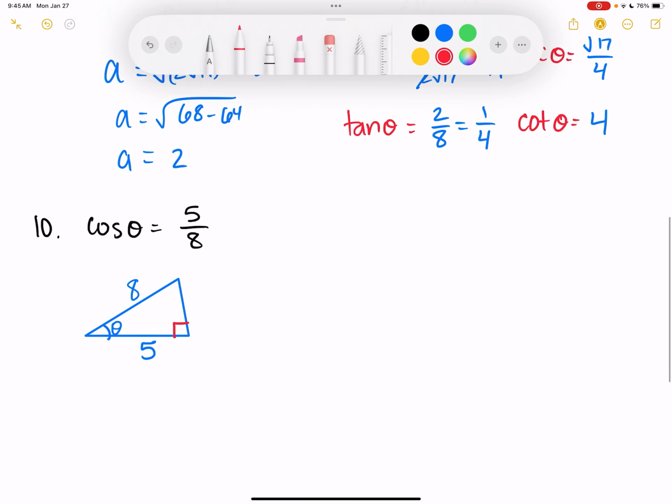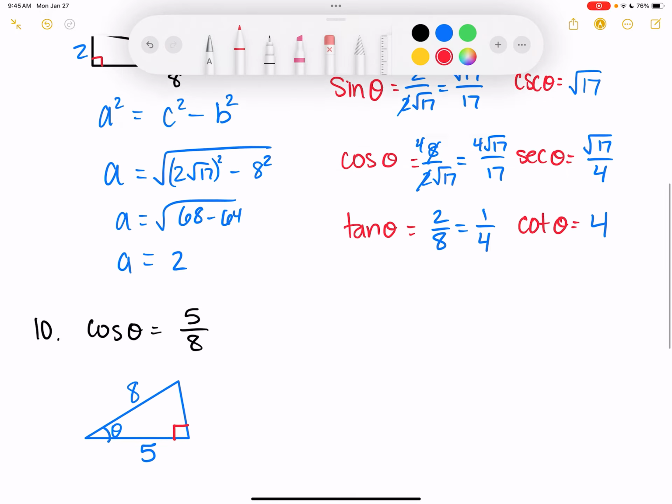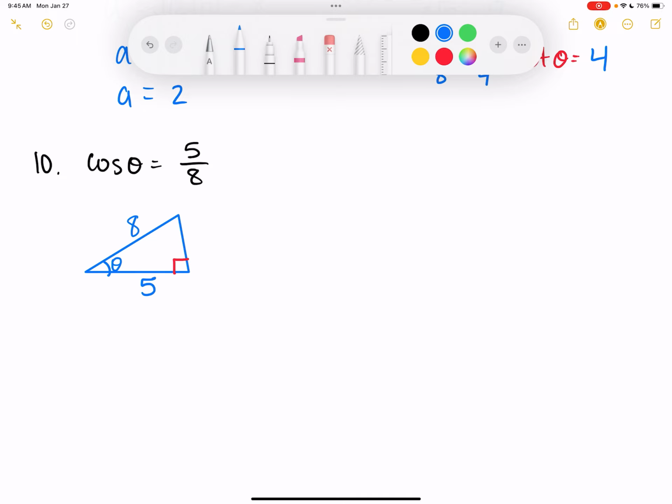All right, so I need to find this other side. Again, I'll use this manipulated formula. A equals the square root of, and I skip as many steps as possible when I get to this point. I will square this in my head and write 64 minus 25, and then go to whatever that ends up being, which is 39. So the square root of 39.